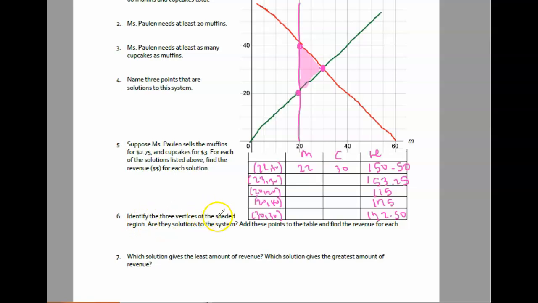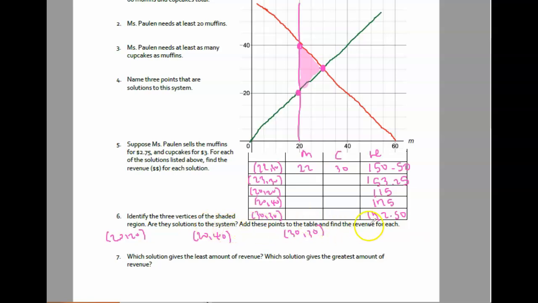Identify the three vertices of the shaded region. Three vertices are like the vertex, right? Those like shaded region, there are three corners. Here and here and here. And what are those again? 2020, 2040, and 3030. Are they solutions to the system? Yes, they all have to be included since they're all a solid line, meaning you got to include your endpoints.